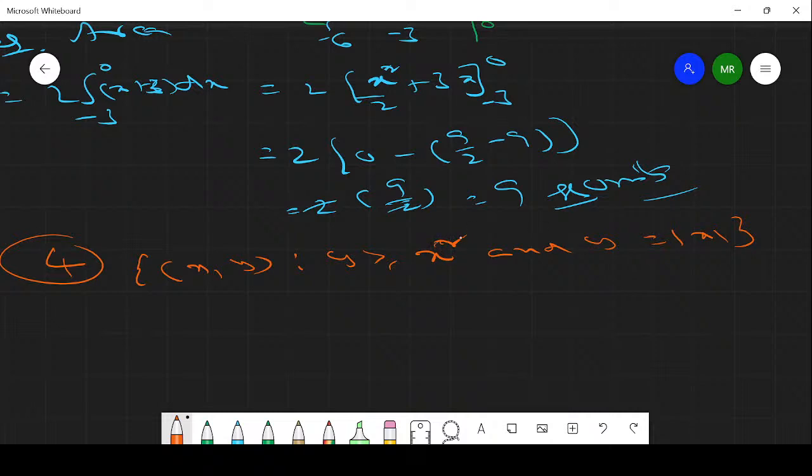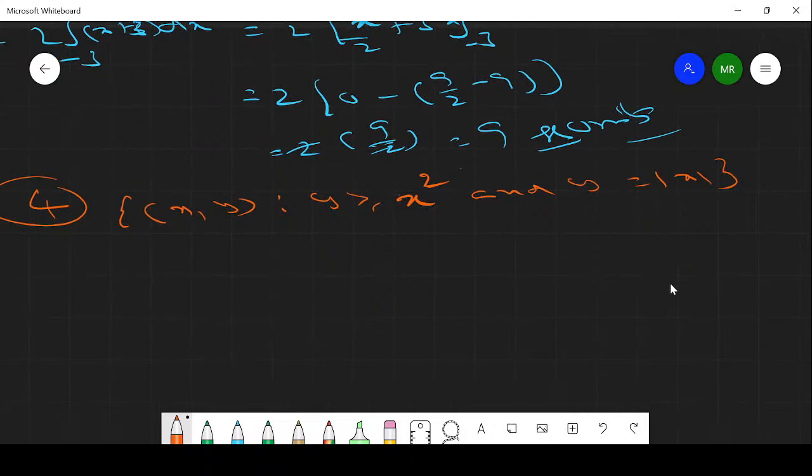This is the graph they are asking. y equal to x square, greater than or equal to x square, and y equal to mod x. You should find the area between these two. Clearly we know y equal to x square is a parabola, and y equal to mod x is the modulus function. See how to draw the graph of this one. Again you should find the points of intersection, where they are intersecting, because they are asking the area between these two curves.